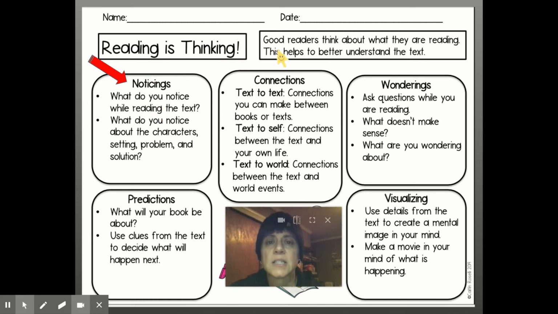So reading is thinking, meaning good readers think about what they are reading. This helps to better understand the text. So for noticings today, you're going to ask yourself while you read, what do you notice while reading the text? Or what do you notice about the characters, the setting, problem, and solution?